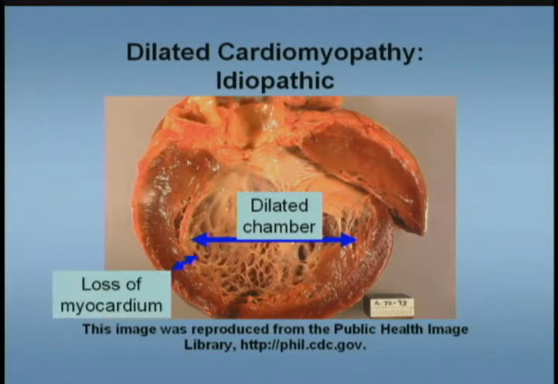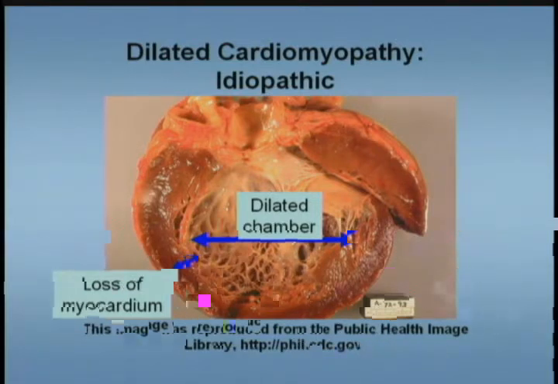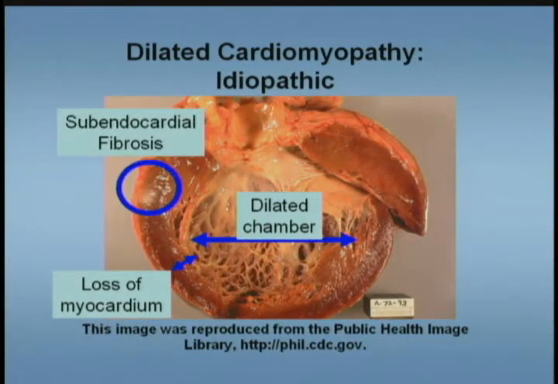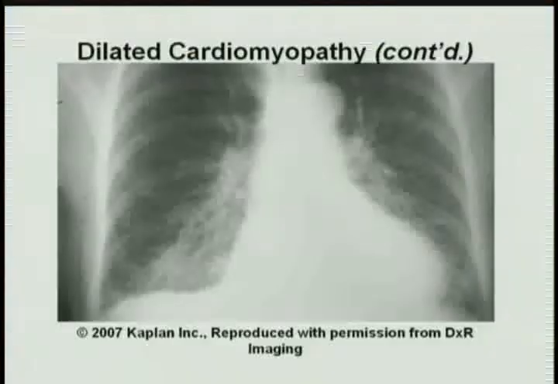The wall has become thin as the chamber dilates. So, subendocardial fibrosis. The walls become thin as the chamber dilates, and it can become fibrotic as well. It just means it doesn't contract so well.